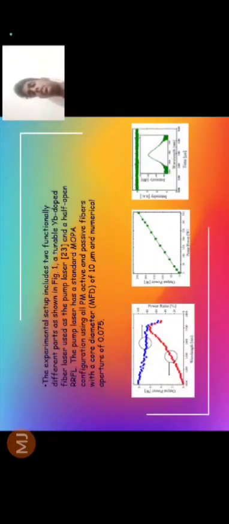The experimental setup included two functionally different parts as shown in figure 1. A tunable Yb-doped fiber laser is used as a pump laser, and a half-open RRFL. The pump laser has a standard MOPA configuration using all PM active and passive fibers with a core diameter of 10 micrometers and numerical aperture of 0.075. As the graph shows, the wavelength of the output power is greater at the red spot and normal at the blue spot, and the pump power and output power are constant.